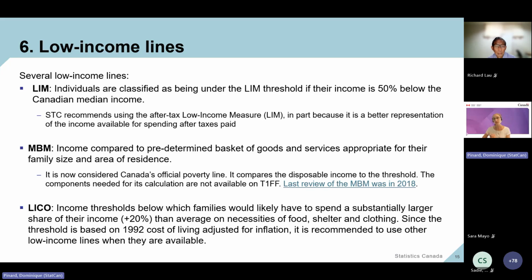Among those three measures, the MBM, as you can see on the slide, is Canada's official poverty line. Unfortunately, the TIFF components needed for its calculation are currently not available. Eventually, we might find a way to make it work, but for this moment, it's not yet available.